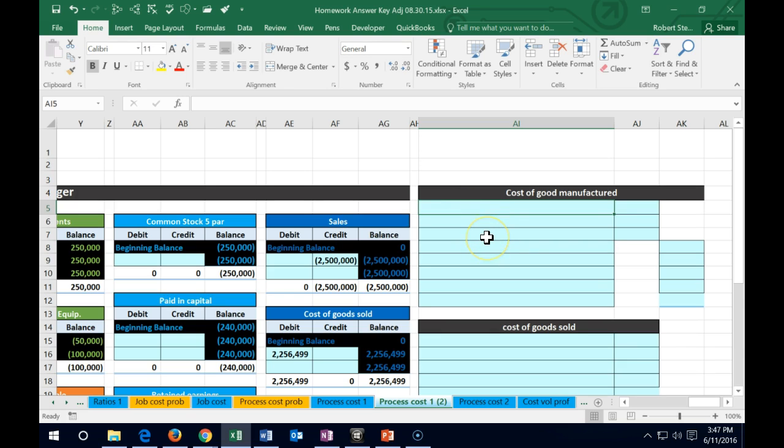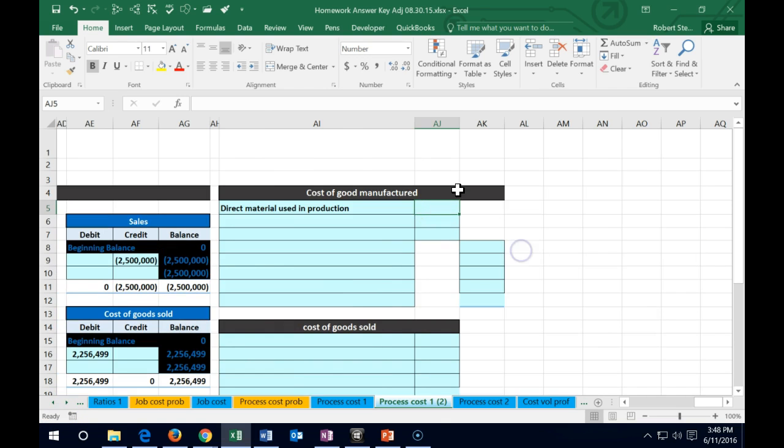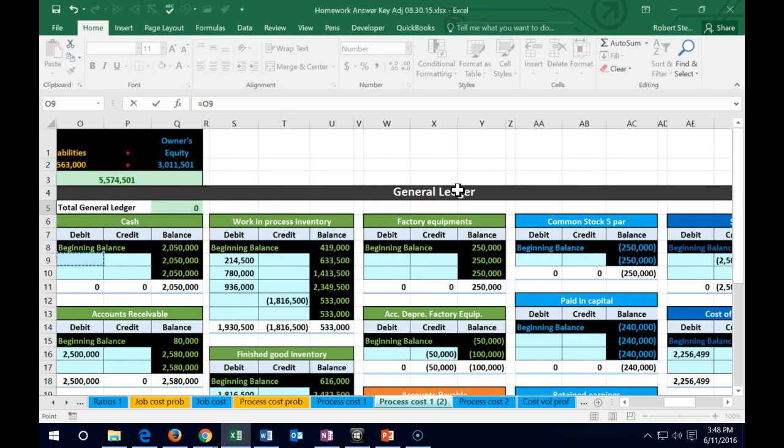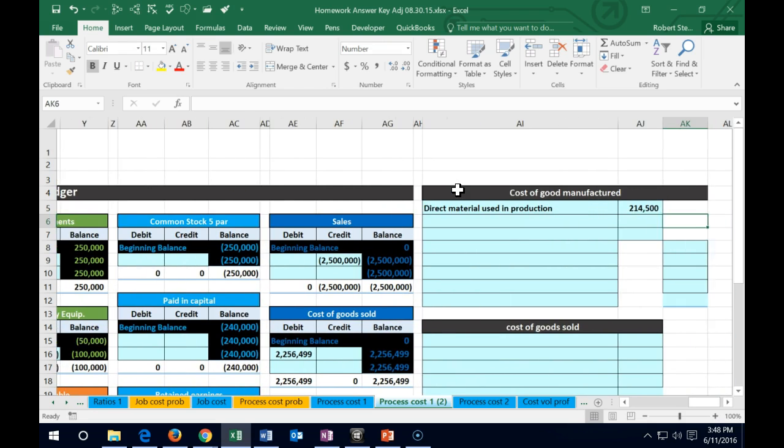So if we're going to figure out the cost of goods that were manufactured and use that then to figure out the cost of goods sold, those are going to be very familiar calculations. We're going to start off with the direct materials used, and I'm going to take this from the work in process account. So what we're basically doing is saying, okay, here's the work in process, which includes the direct materials that were used, as was mentioned in the problem.